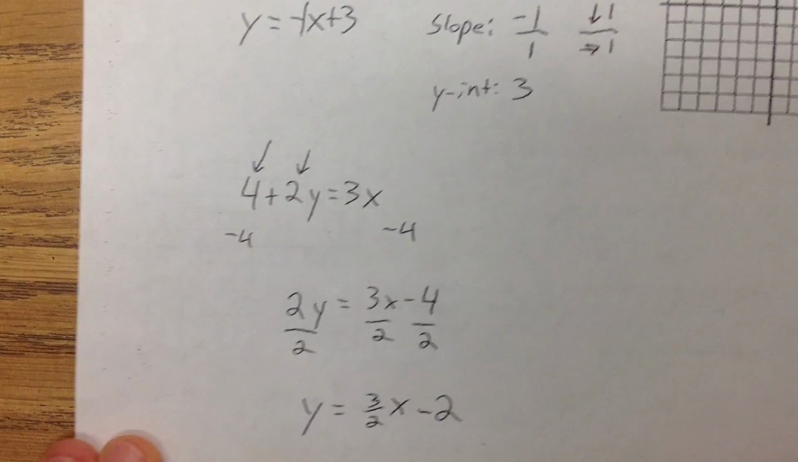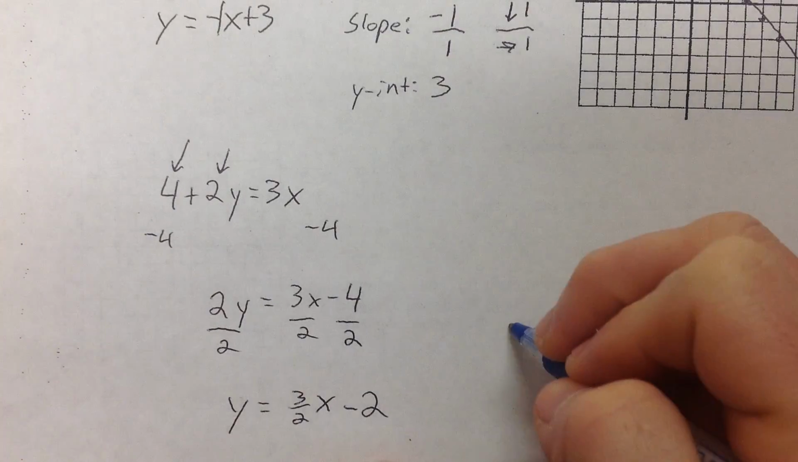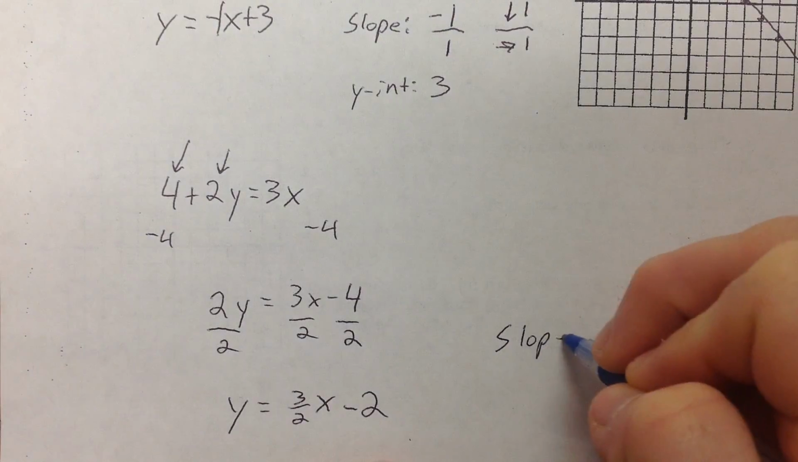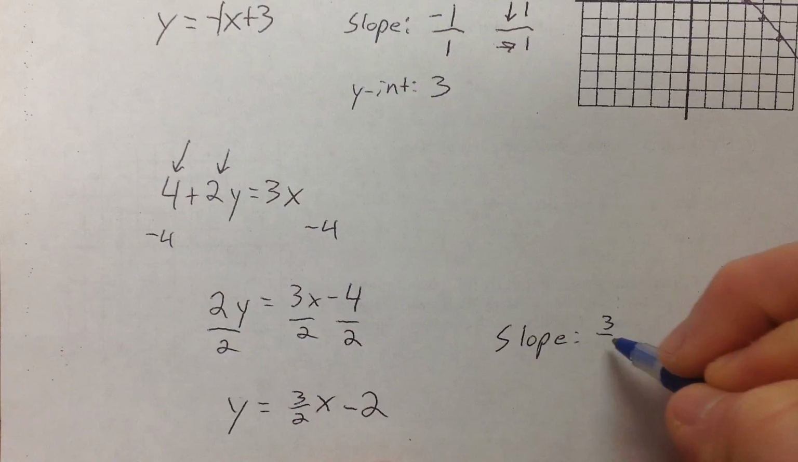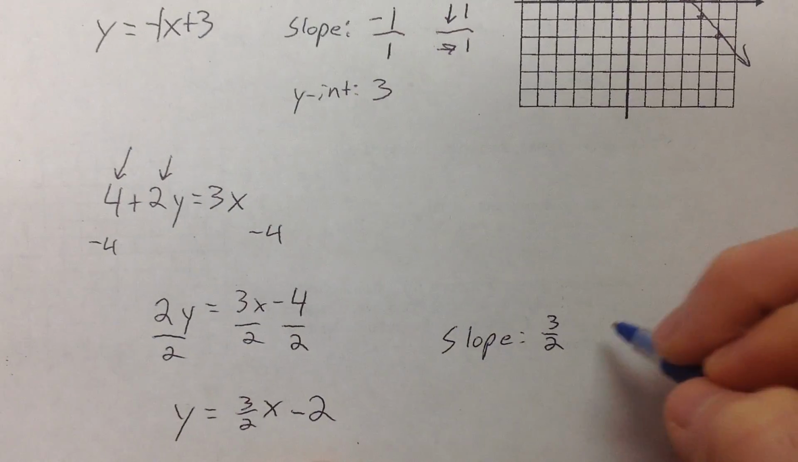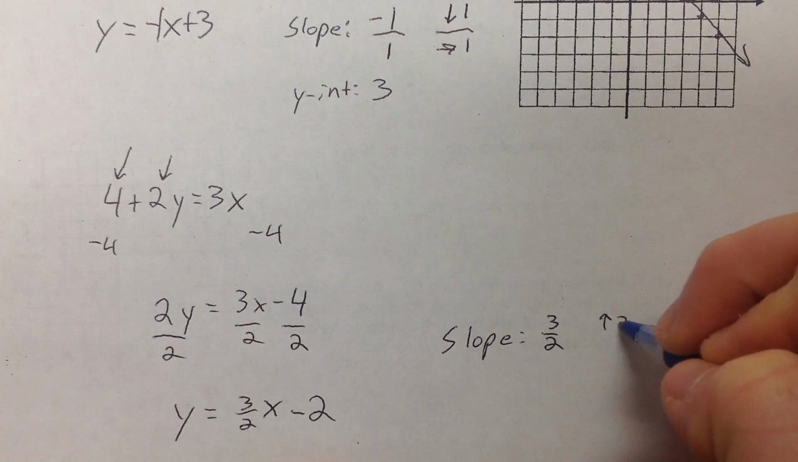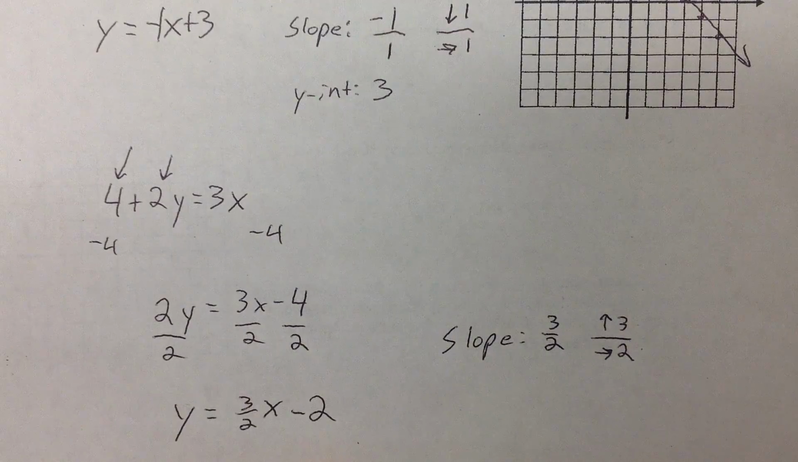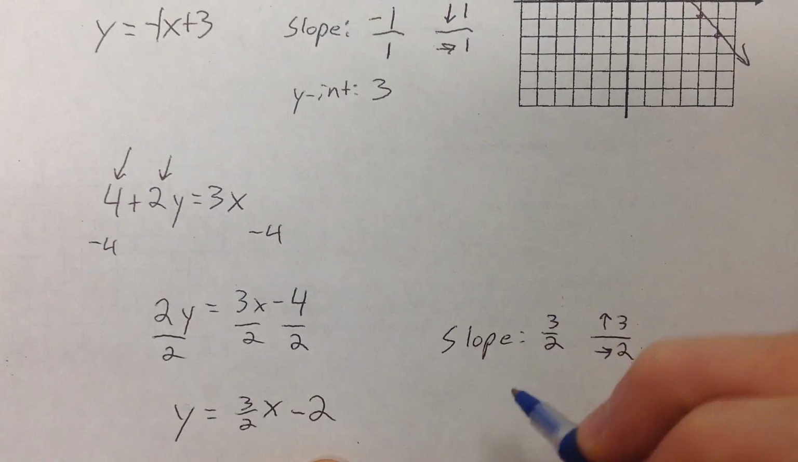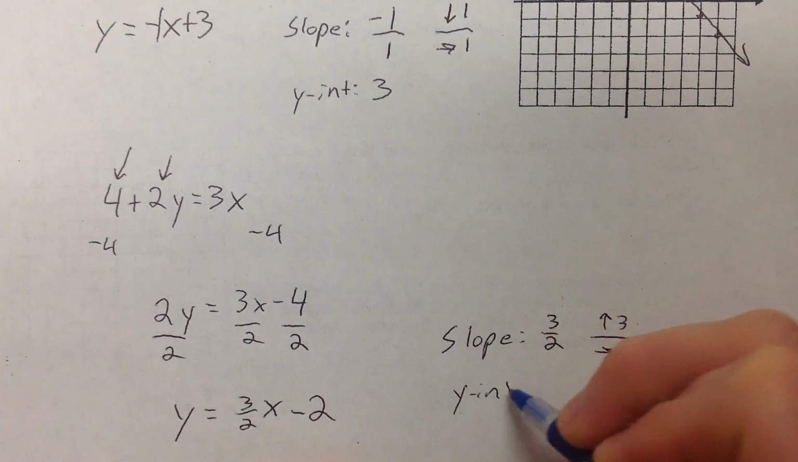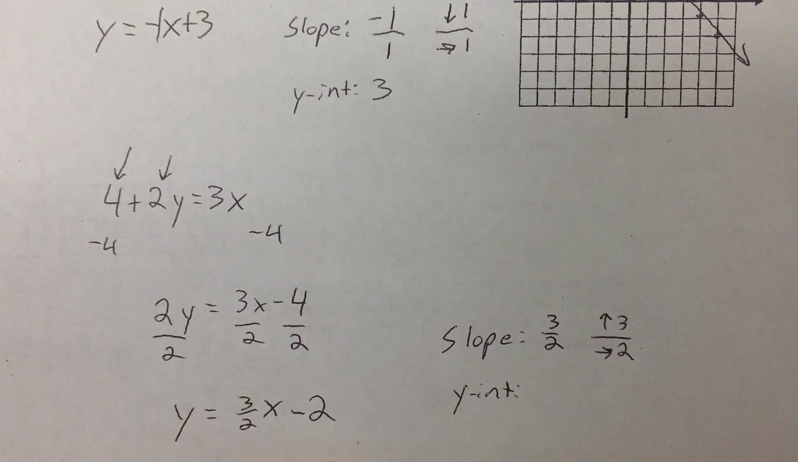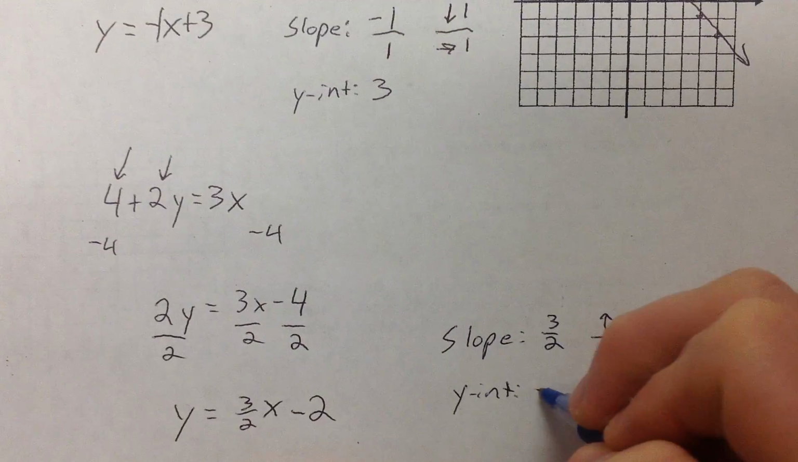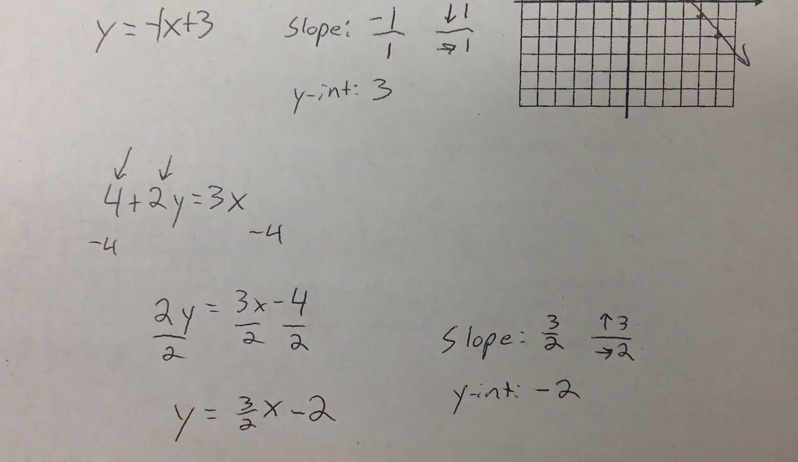minus 2. So what that means is our slope is a positive 3 over 2. So that means we're going to go up 3 and over 2, because both of those are positive numbers, so we're going up and to the right. And then our y-intercept, which is the number not next to the x, is a negative 2, so that means we're going to start 2 down on the y-axis.